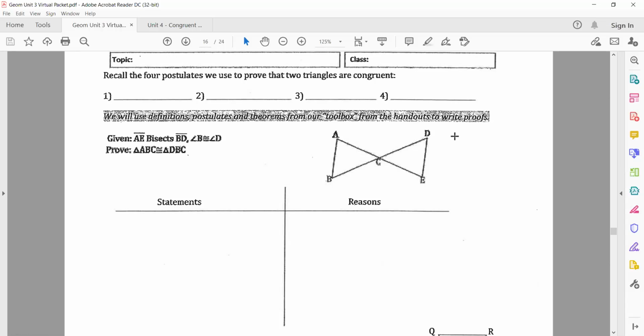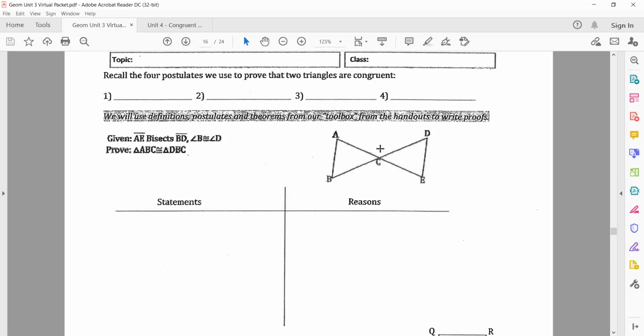Doesn't it tell us that because it's bisecting, we end up with two congruent segments? That's what bisect means. Remember, if we're bisecting something, we're cutting in half. Two halves are equal. So the next statement I would probably write would be BC is congruent to CD because of the definition of bisect. So now I got these two sides that are congruent, and the third statement I would write down is angle B is congruent to angle D.